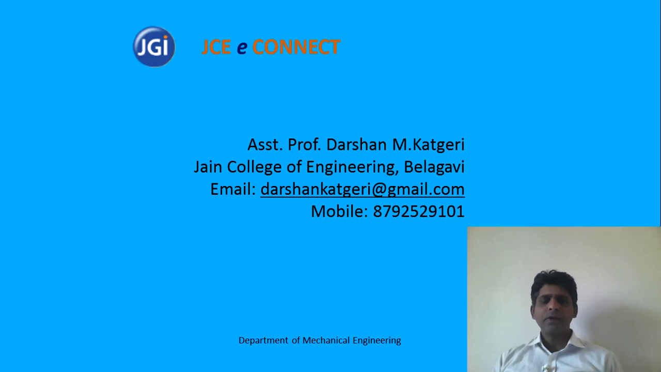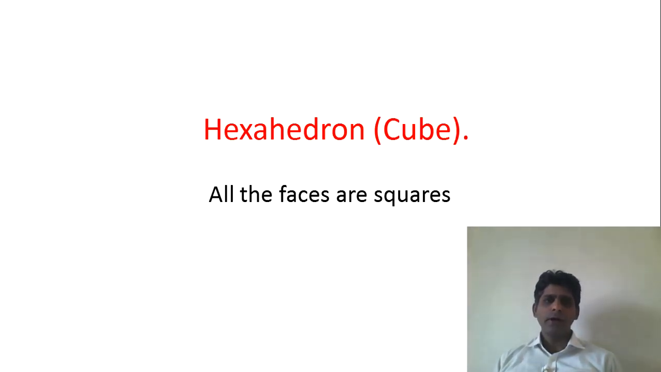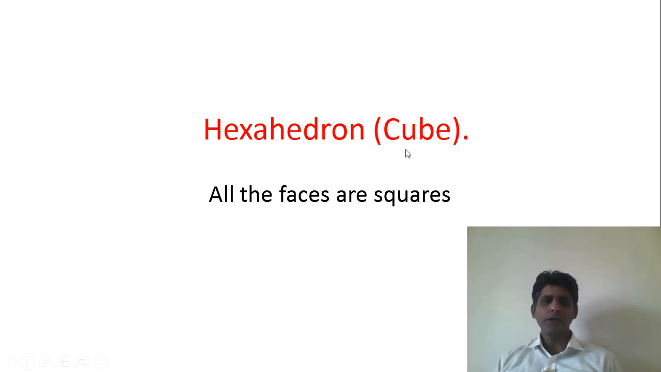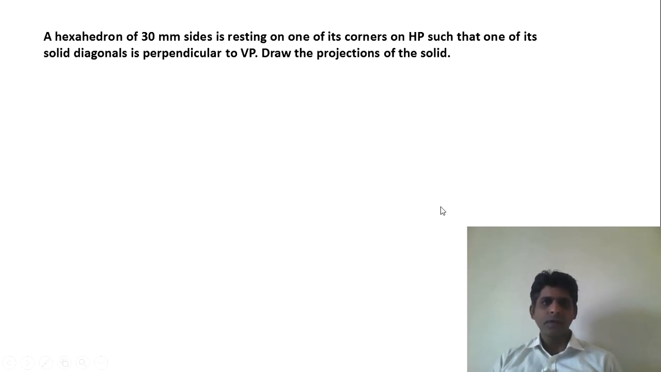In this video, we will be solving a problem on hexahedron, which means a cube. Hexahedron is also called a cube, which is a solid in which all the faces are squares. So let us read the problem.